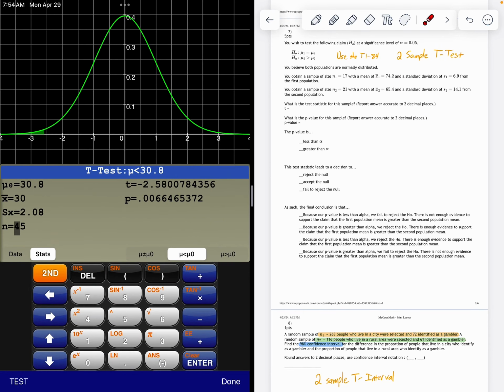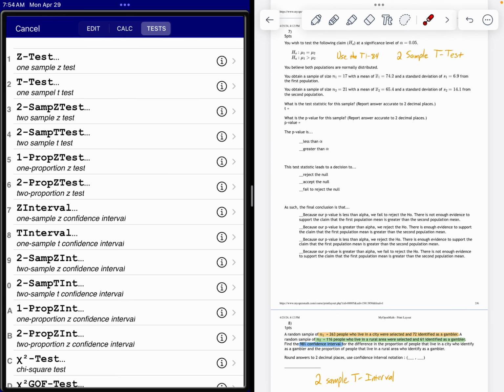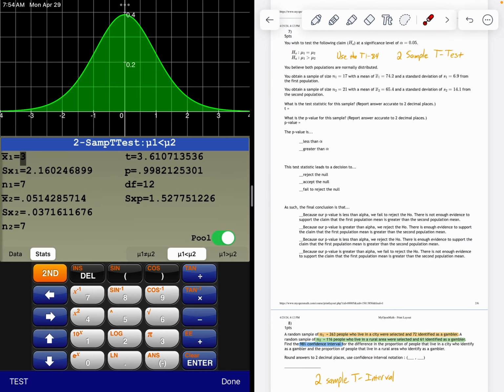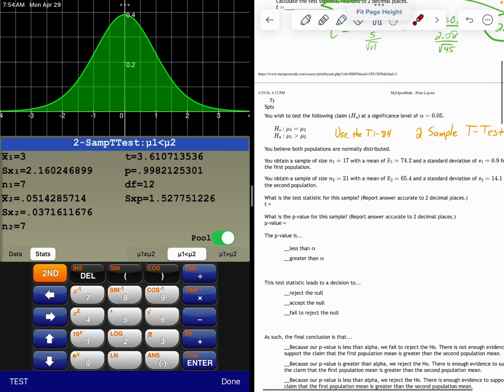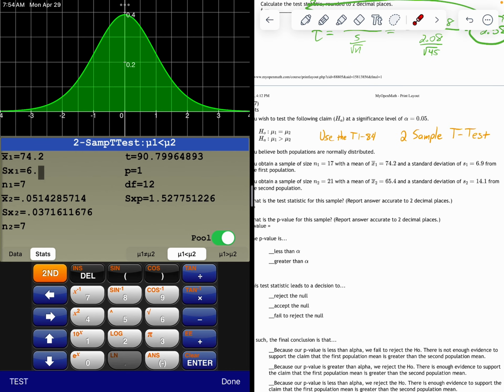So that is test number 4. See it there? 2 sample t-test. And then be very careful just entering your numbers. My first standard deviation is 6.9. My first sample size is 17. My second sample on the next row, I'm looking here now for these numbers.